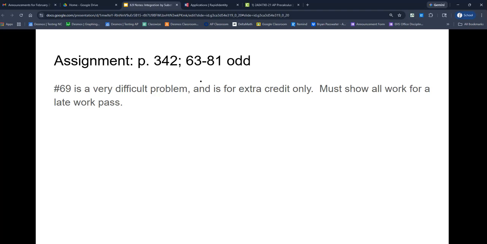81, let's put 81 on the extra credit one, too. It's a little bit crazier. We'll put 81 on the extra credit. So, 69 or 81, if you do them on a separate sheet of paper where you can turn that in to me, where I have time to look over it and then ask you questions about it. So do those on a separate sheet of paper if you choose to do them.